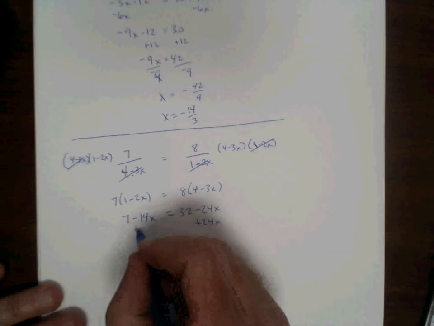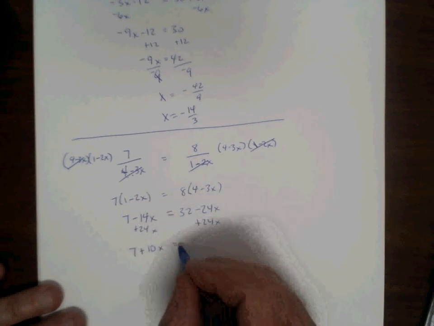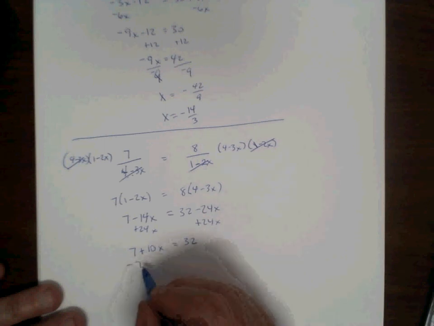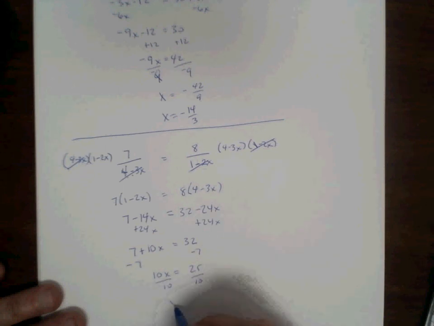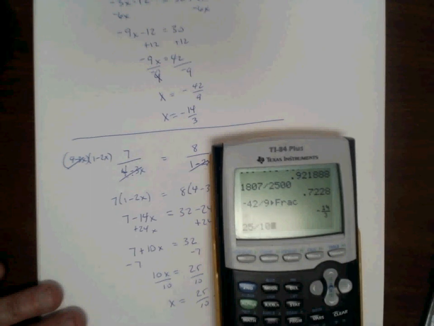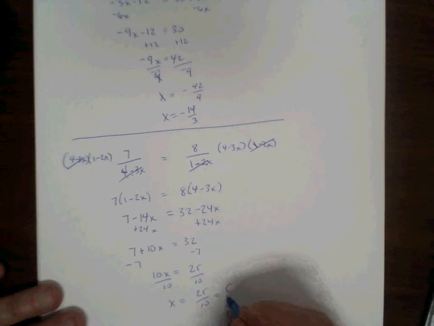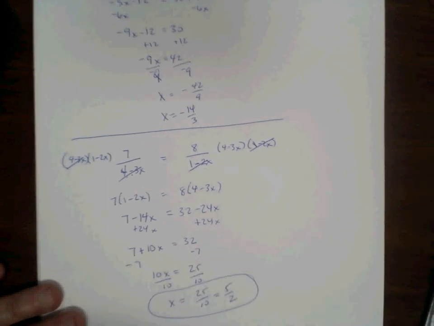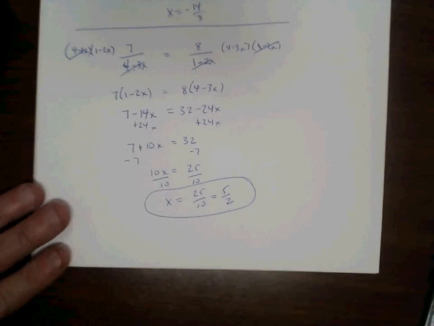I'm going to add 24x to both sides and get 7 plus 10x equals 32. I'm going to subtract 7 from both sides and get 10x equals 25. Divide both sides by 10 and get x equals 25 over 10. Again, 25 divided by 10, math, enter twice, is 5 halves. And that's my solution.